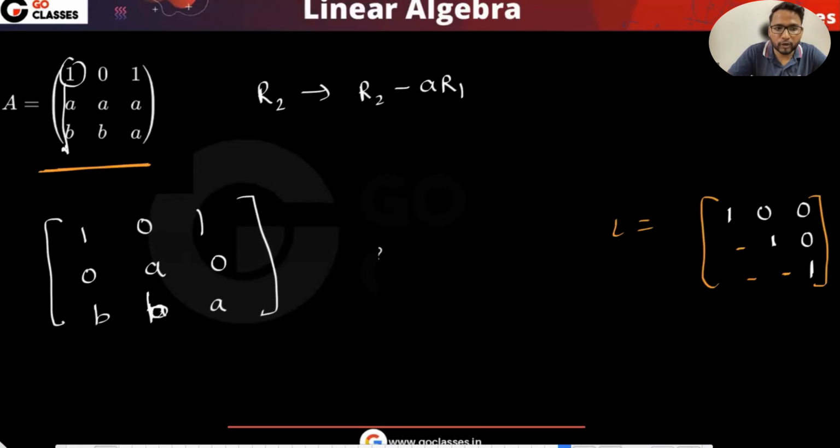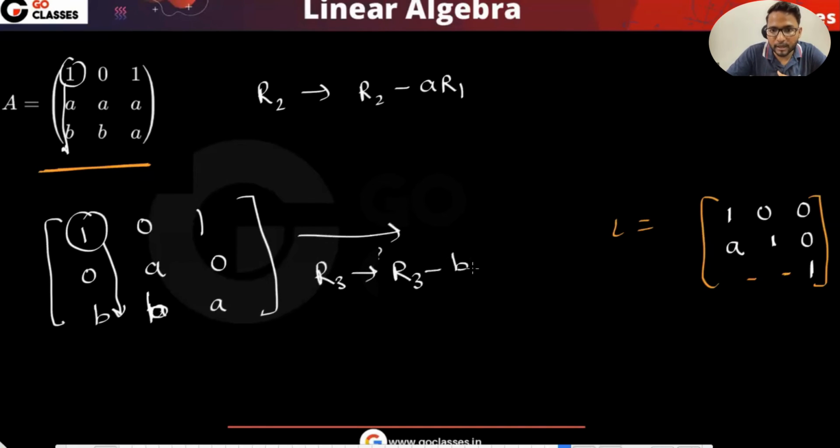Now tell me what I should be writing here. Plus A or minus A? Plus A, right? So I should be writing plus A. Now let's make this also 0. So I will say that R3 should be replaced by R3 minus B R1.